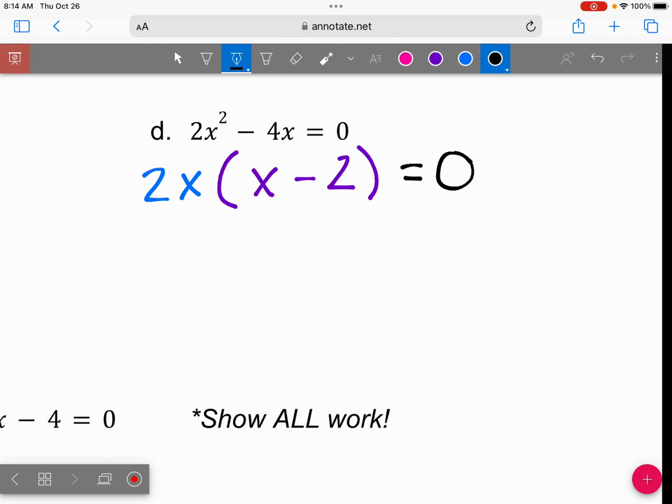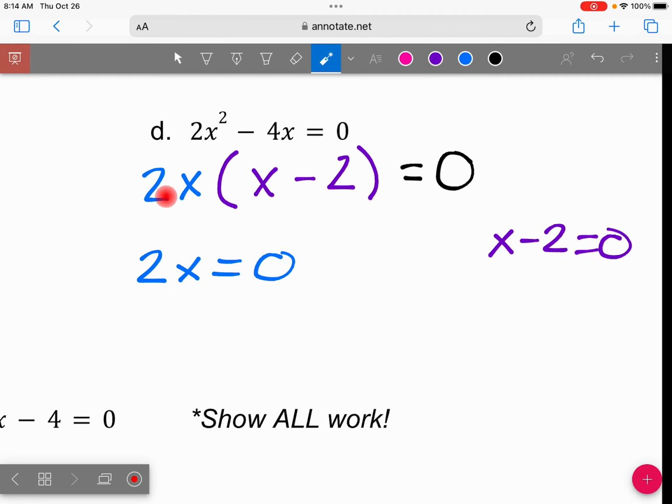So to find our solutions, we take each of those pieces and set them equal to 0. So 2x equals 0 and x minus 2 equals 0. So what's our solution for this one? X is 0. So solution number 1. How about for the purple one? X is what? Positive 2. There's one solution, 2 solutions. And it's solved. That's our answer.